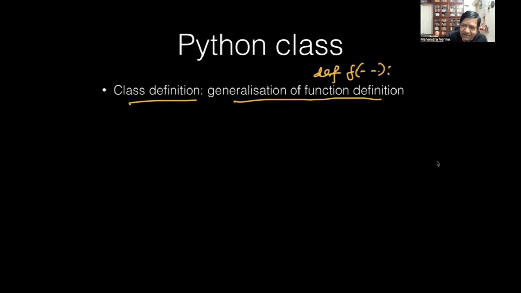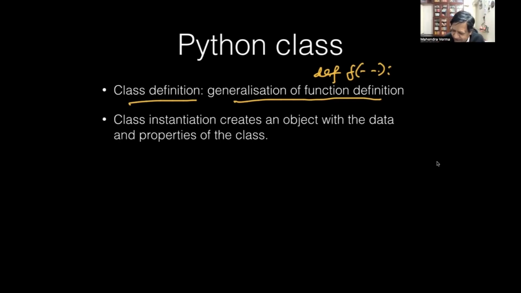A class is a definition, and you create an object by instantiating a class. These are very different things. When I define a class, it doesn't mean I have an object. The object will be created after the definition. This is a very critical observation. Class instantiation creates an object with the data and the properties of the class. So you define it first, then you create objects of that particular class.